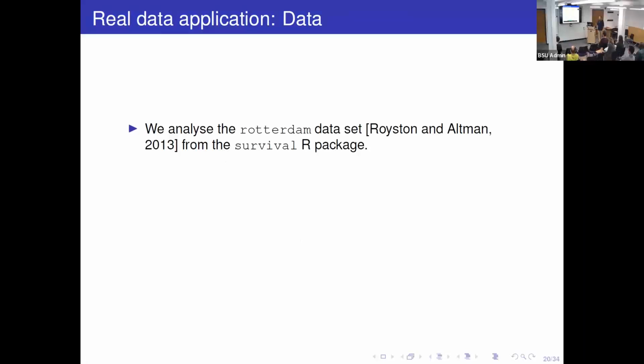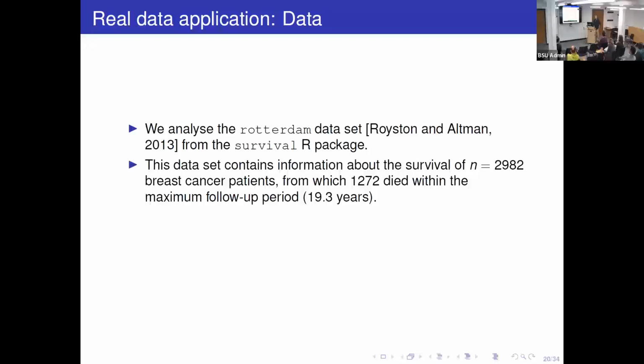Okay, so now to fix ideas, let me present the real data application. In this application, we analyze the popular Rotterdam data set from the survival R package. This data set contains information about 2,982 breast cancer patients. It's an observational study. And out of these, 1,272 died within the maximum follow-up period, which is around 19 years.